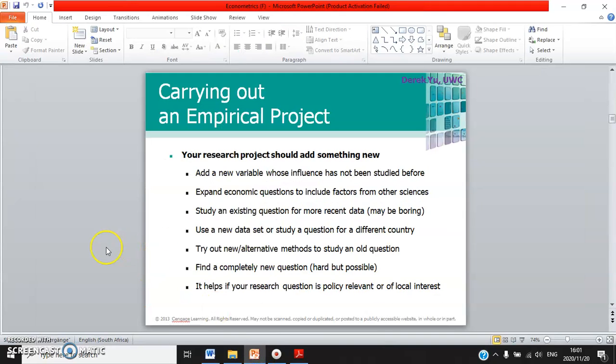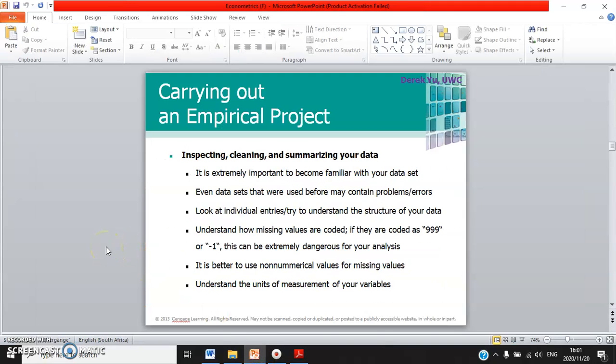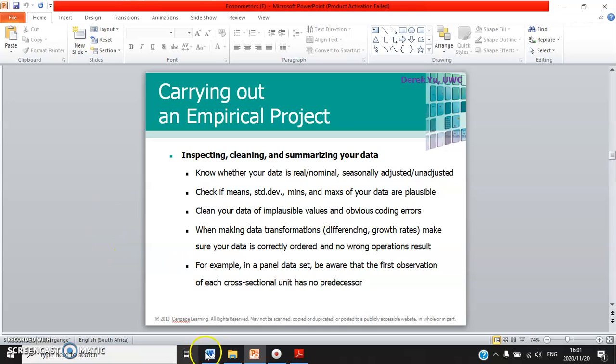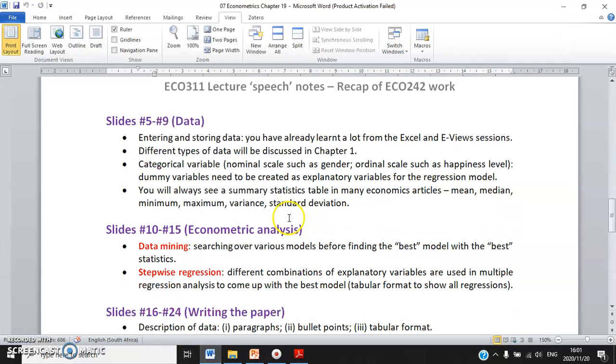And then slide number 9, I think it is 5 to 8, talks about the data, and I think you already learned a lot about data, entering and storing data from Excel and EViews. As I mentioned before, the different types of data will be discussed in chapter 1. And then just to remind you, in case you totally forgot the dummy variable chapter, categorical variable. Remember that? You have to create dummy variables. In other words, you can only include a male or female dummy as an explanatory variable in the regression.